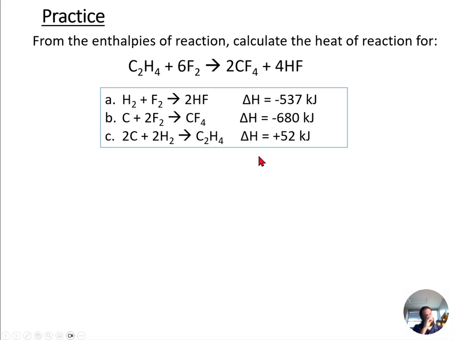All right, so I want you guys to try this one on your own. Even if you were present in class, still pause the video and see if you can work it out, because Hess's law is not the hardest thing we do in this class.